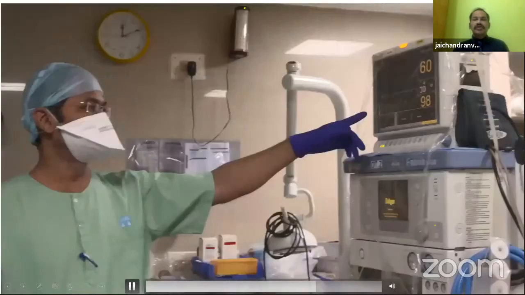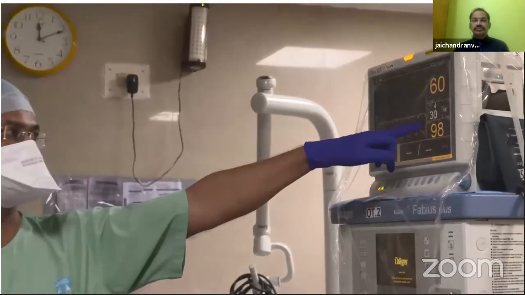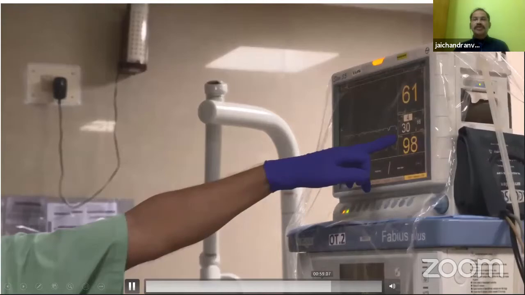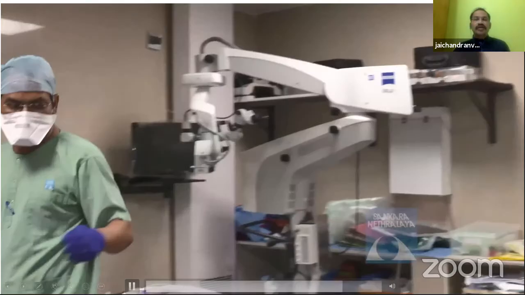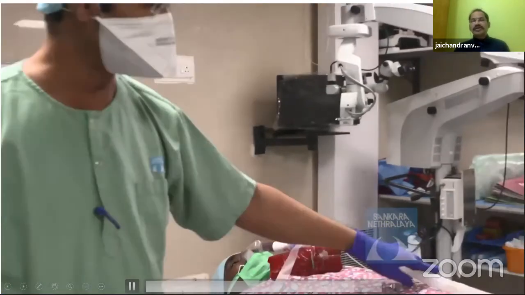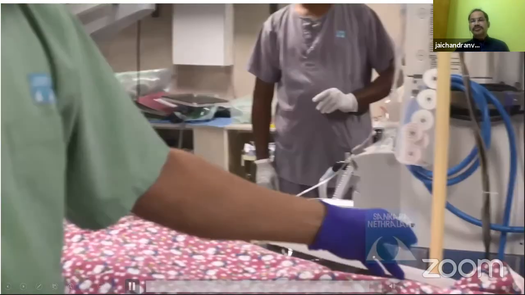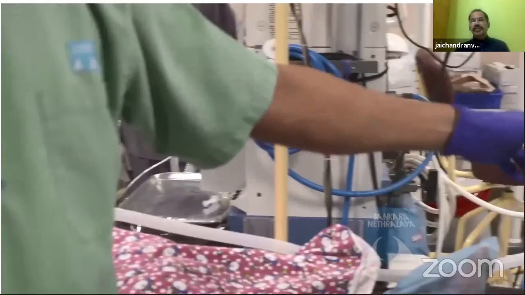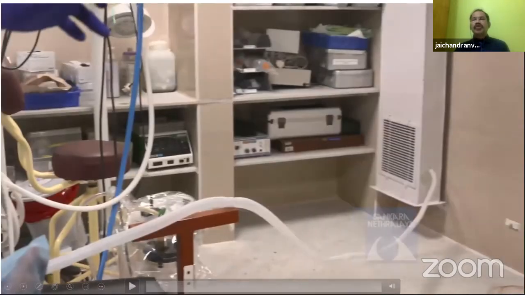Now we can appreciate on the monitor that the ETCO2 is well within normal limits here. And the patient is also very much comfortable. The expired air from the corrugated tube is then vented outside the operation theater. This is how it is vented out. Can you move on to the next slide?